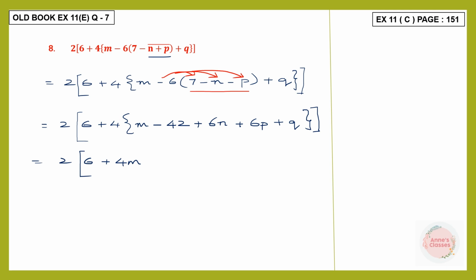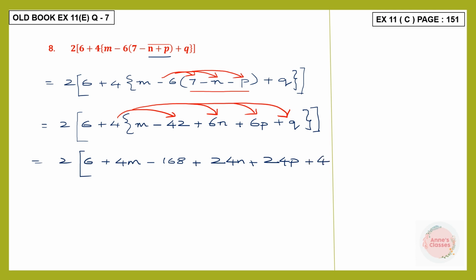Now let's multiply 4 into minus 42. It's minus 42 into 4 is 168. Now we multiply 4 into plus 6n. So the sign is plus. 4 6's are 24. That's n. Multiply now 4 into 6p. The sign is plus. 6 4's are 24 and p. Then multiply it with plus q. So what do we have? Plus 4q. So now we have removed the curly brackets.